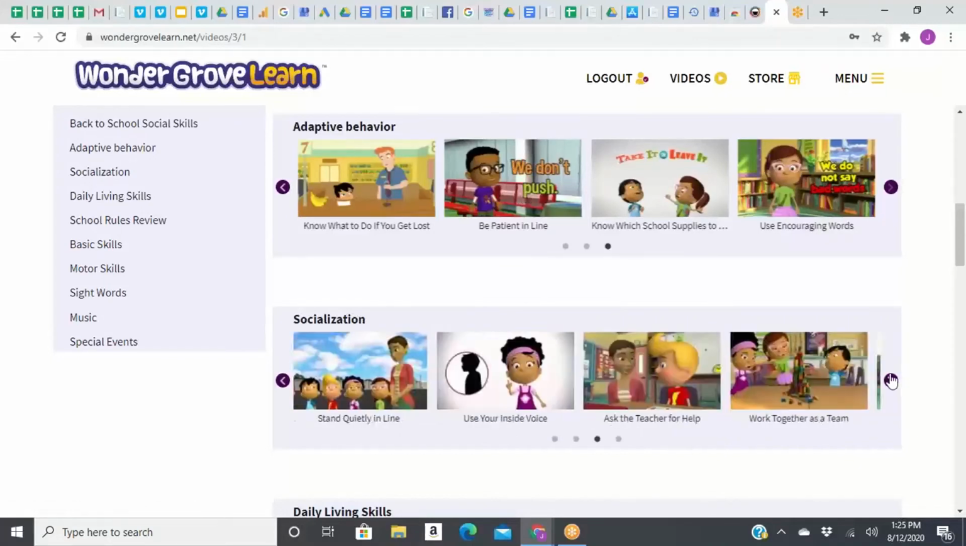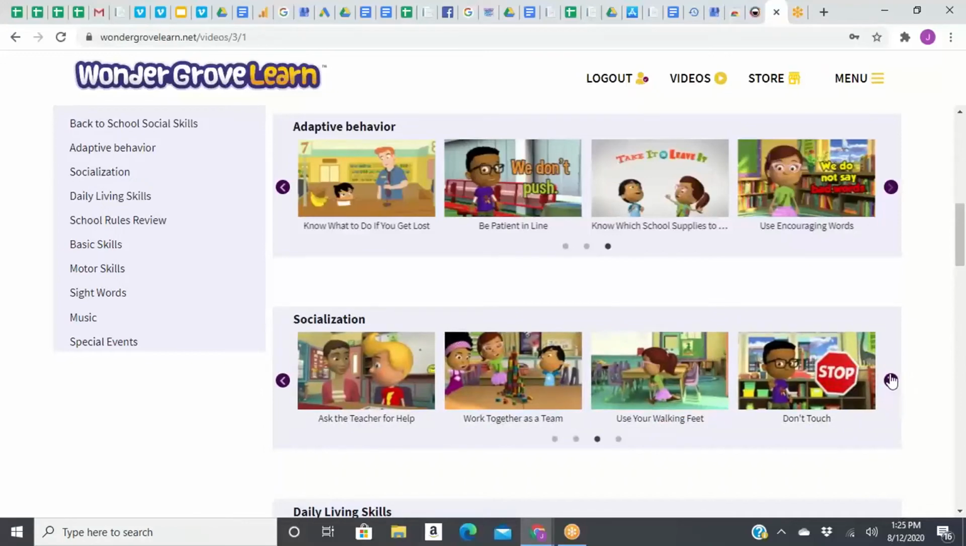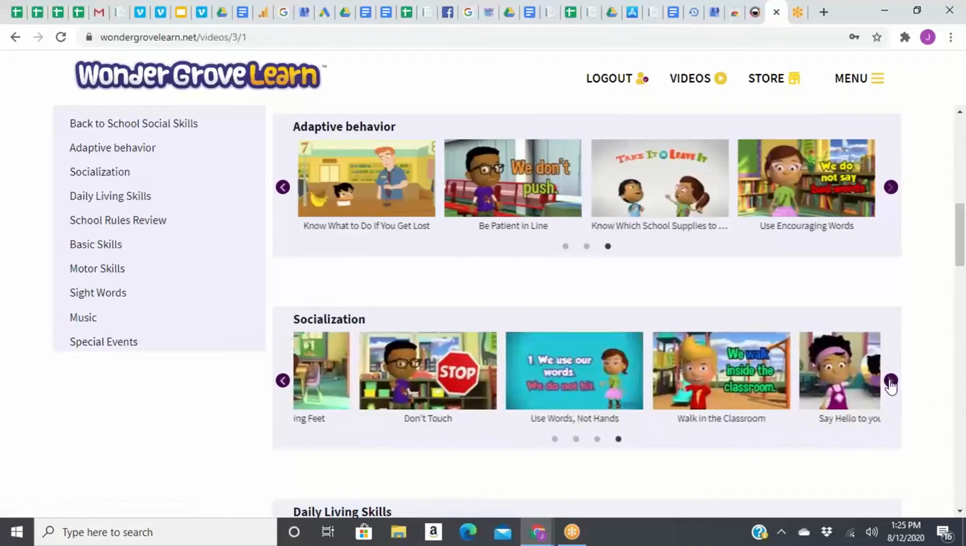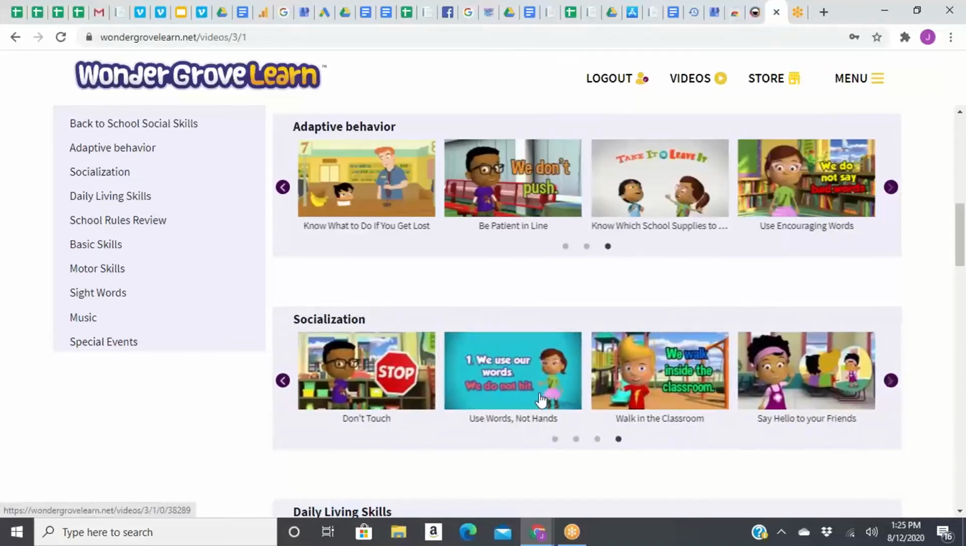Use your inside voice. Ask the teacher for help. Work together as a team. Use your walking feet. Don't touch. Use words, not hands. So this is another one that's a shorter one, kind of similar to keep your hands to yourself, but now it's a little bit more specific.